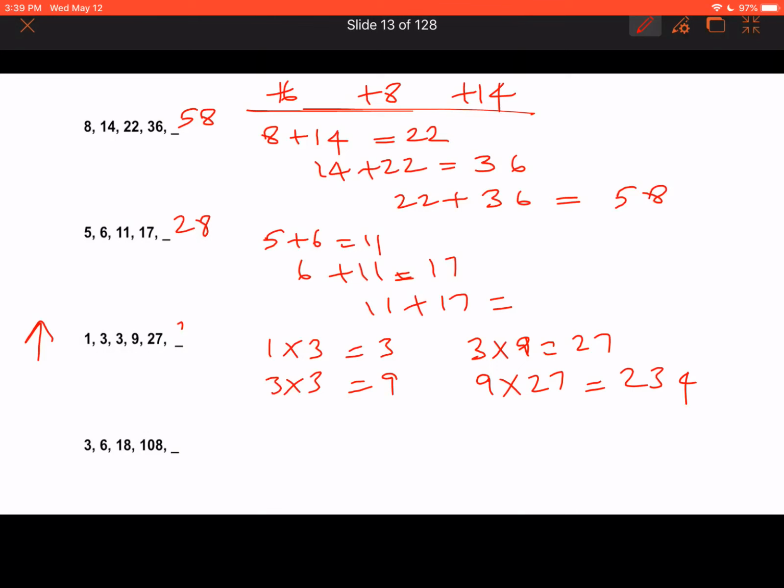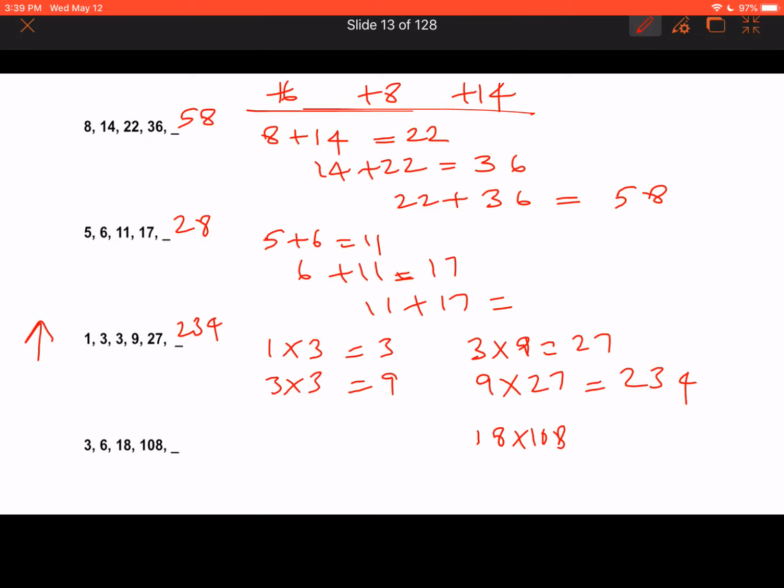Okay, it's going to be the answer for this pattern. Okay, next is 3, 6, 18. So 3 times 6 is 18, right? 6 times 18 is 108. Absolutely right. So we have to now multiply 18 times 108.